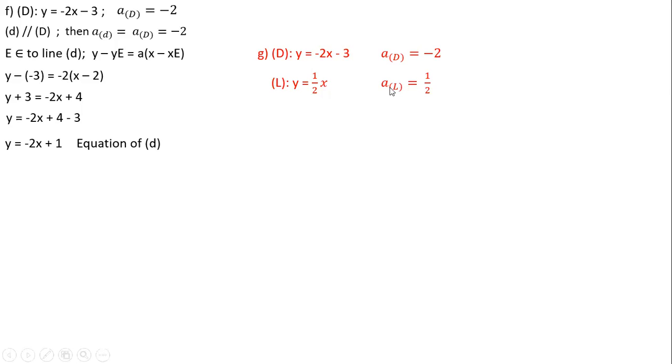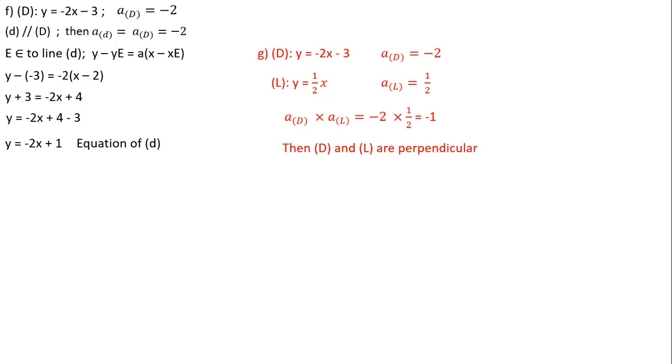What do we do for both slopes? We multiply them. So we multiply the slope of D with the slope of L. -2 times half equals -1. Then what do we say about the two straight lines D and L? We say they're perpendicular. So line D and line L are perpendicular.